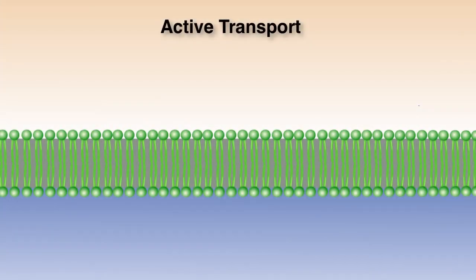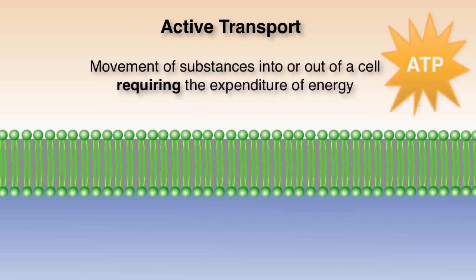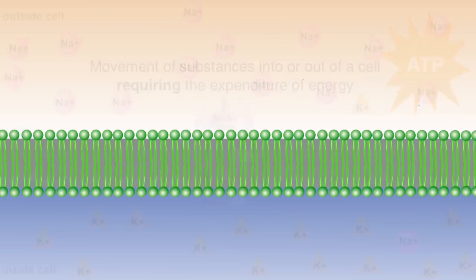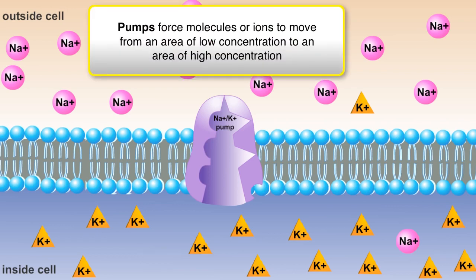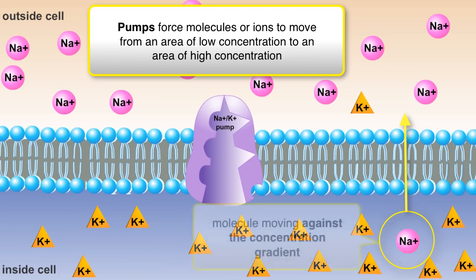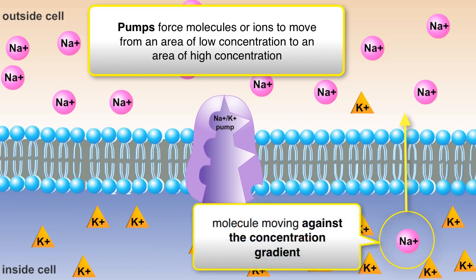Active transport is a type of cell transport that requires the input of energy in the form of ATP. The proteins that conduct this form of transport are often called pumps because they force molecules or ions to move from an area of low concentration to an area of high concentration.